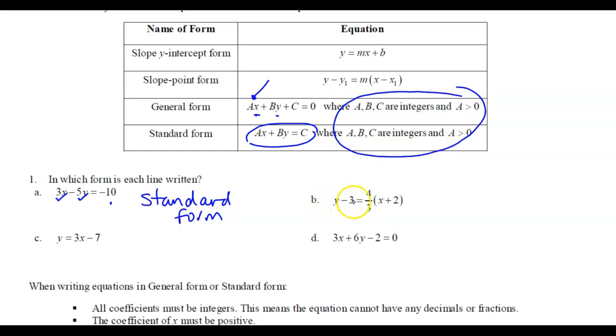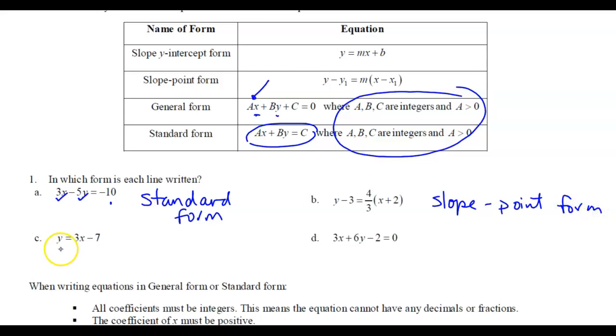B, y minus a number equals some number bracket x plus a number. So that is really, anytime you have brackets, it's likely slope point form, unless there's something sneaky being done to it for some reason. Two brackets or something like that, where you might have to do something.